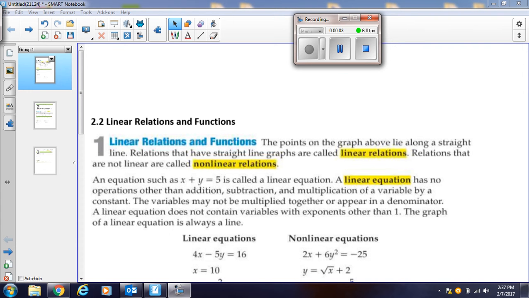Good morning, everyone. Today we're going to be learning about section 2.2, linear relations and functions. I know we usually don't use videos like this, but today is a special occurrence.